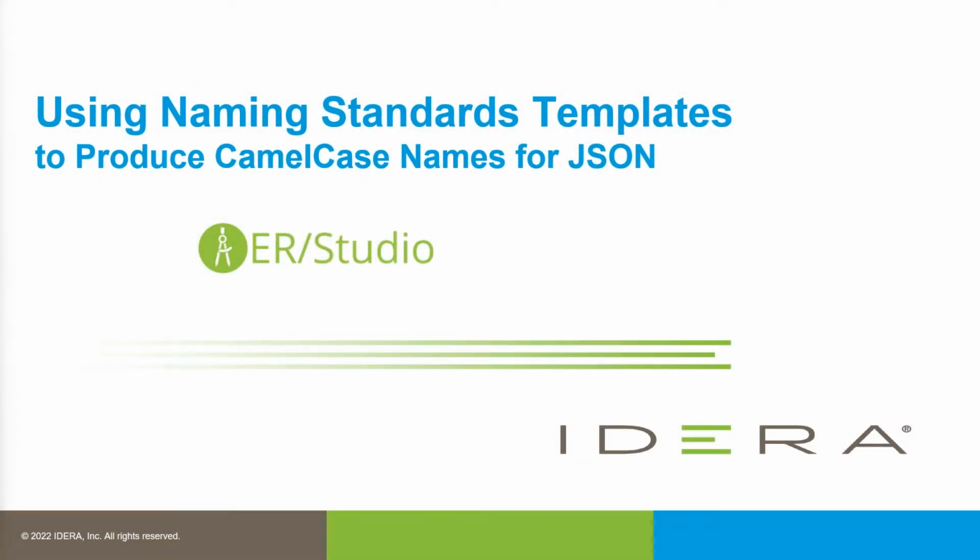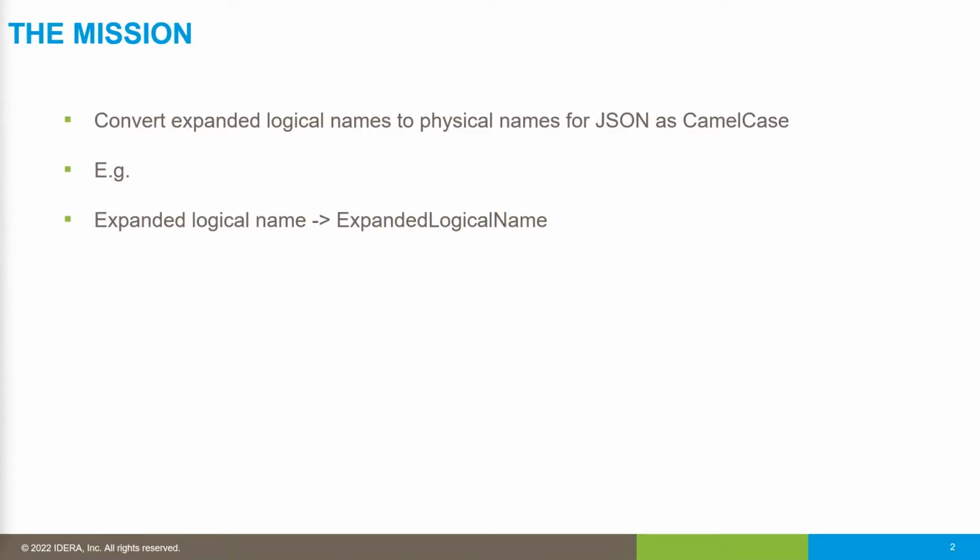In this video, we're going to look at how we use naming standards templates within ER Studio to produce nice CamelCase names for our JSON models. So the usual mission is, in our logical models, we want to use nice expanded logical names, business-friendly names. But in our physical models, we want more technical names. And in JSON, we'll probably use something like CamelCase.